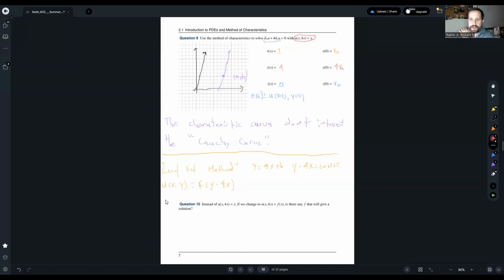Well, let's see. If I do u of x, 4x, according to the Cauchy data, this needs to be equal to x. But if I plug it into my candidate solution, well, y is equal to 4x, so this is going to be 4x minus 4x, which is equal to f of 0. f of 0 is a constant, so this cannot be equal to the function x.